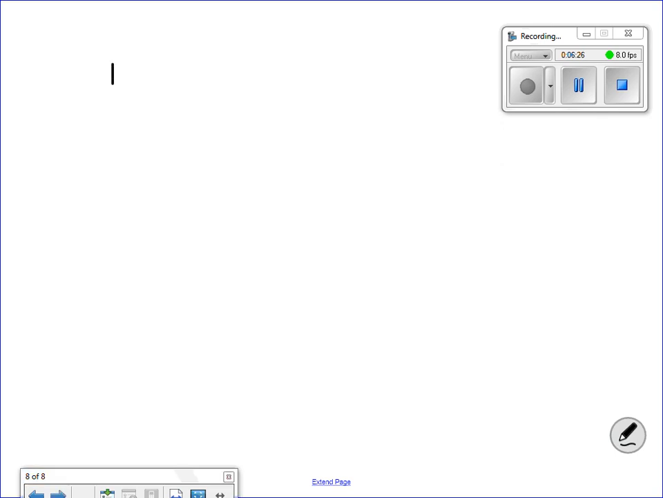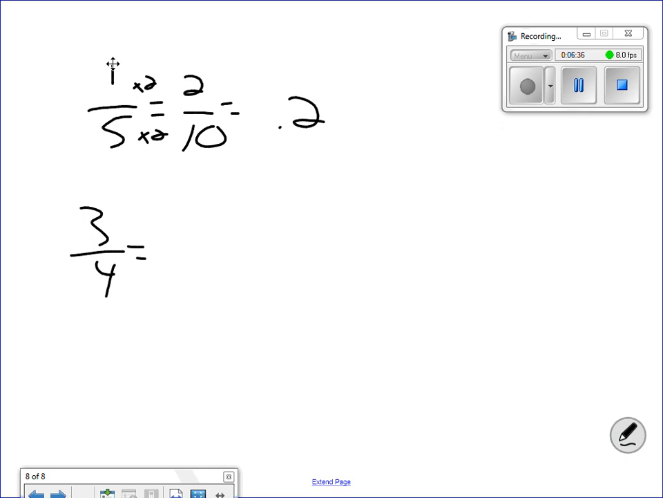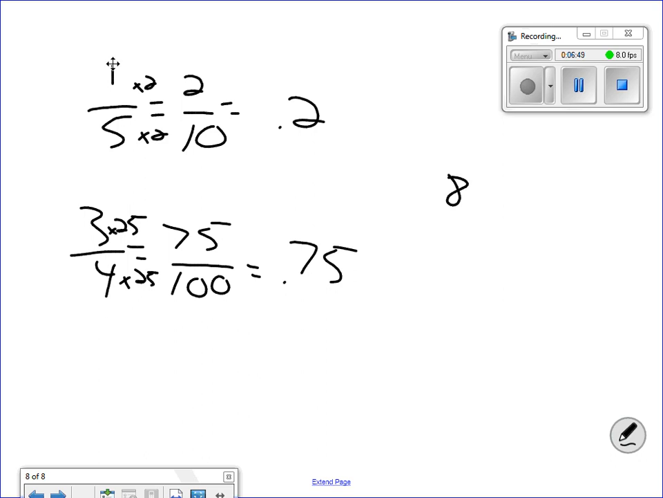Last thing before we go, 1/5 into a decimal. To change it into tenths, right? Going times 2. Times 2 gives me 2/10, which equals 0.2. Let's say I have the number 3/4. I'm going to change this into tenths, but 4 can't go into 10, so I'm going to change it into hundredths. Times 25, times 25 gives me 75, which equals 0.75. Let's do another one here. Let's do 8 over 20. What would that be as a decimal? Well, 20 can't go into 10, so let's put it into 100. Times 5, times 5 gives me 40, which would be 0.40.